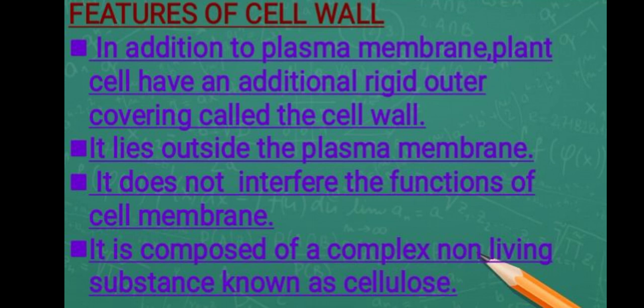In addition to plasma membrane, plant cells have an additional rigid outer covering which is called as cell wall. Cell wall lies outside the plasma membrane. It does not interfere at all with the functions of the cell membrane. It is composed of a complex non-living substance known as cellulose.